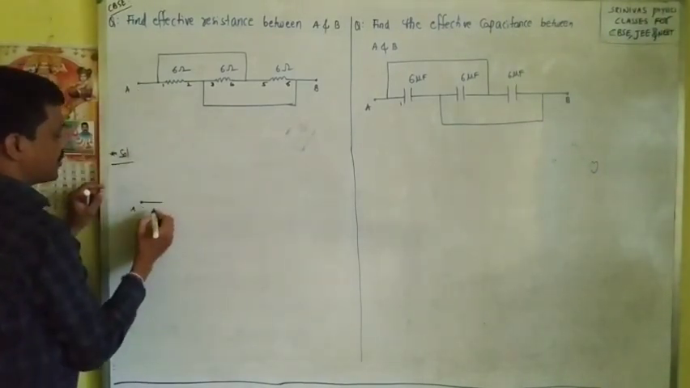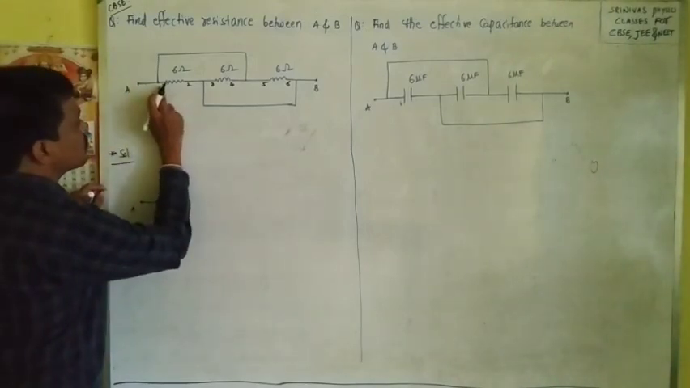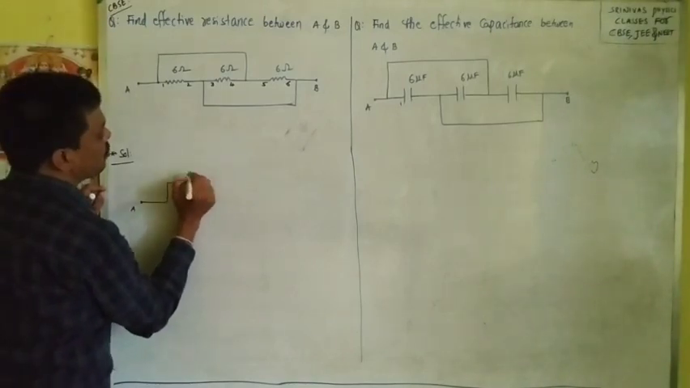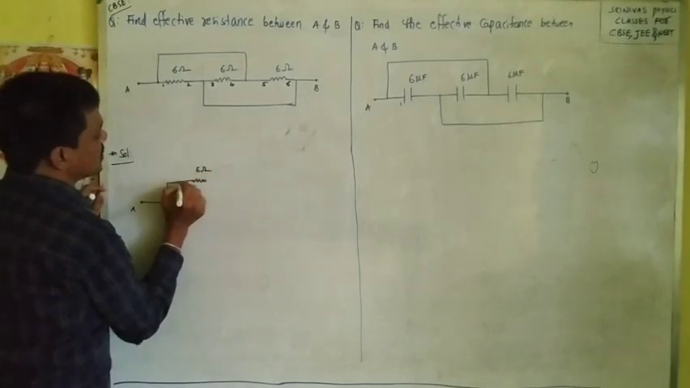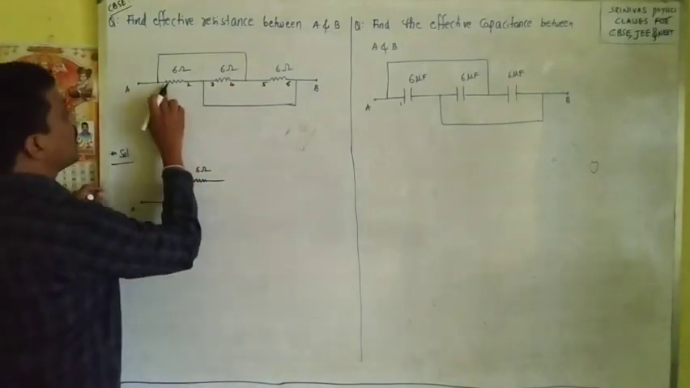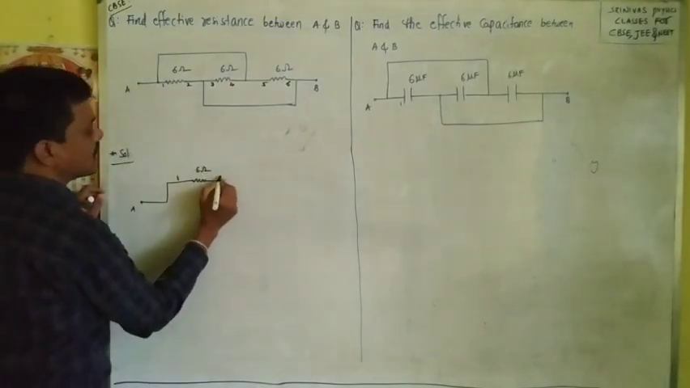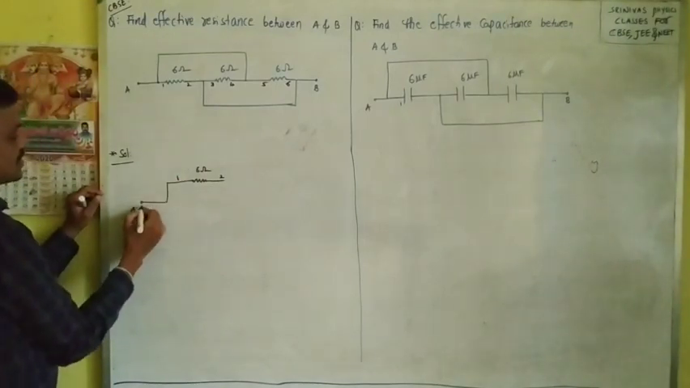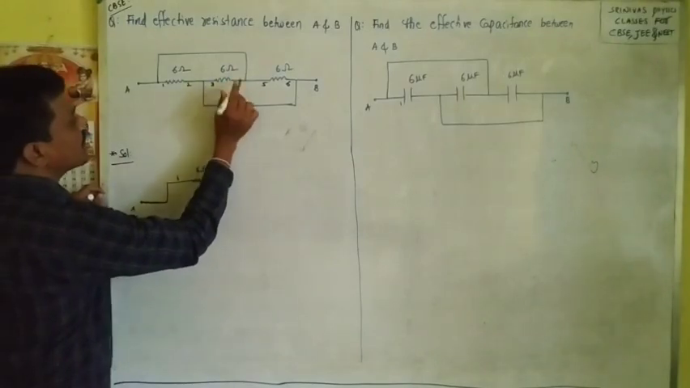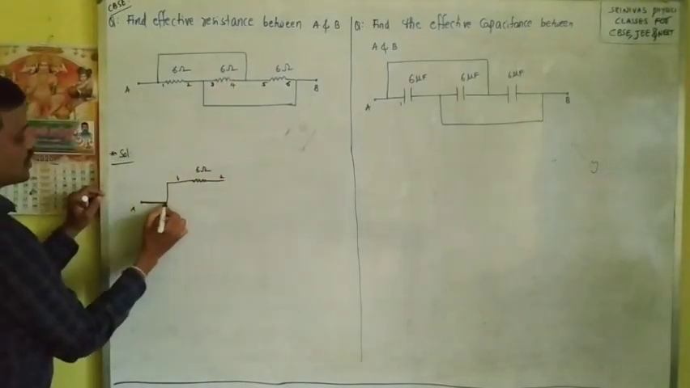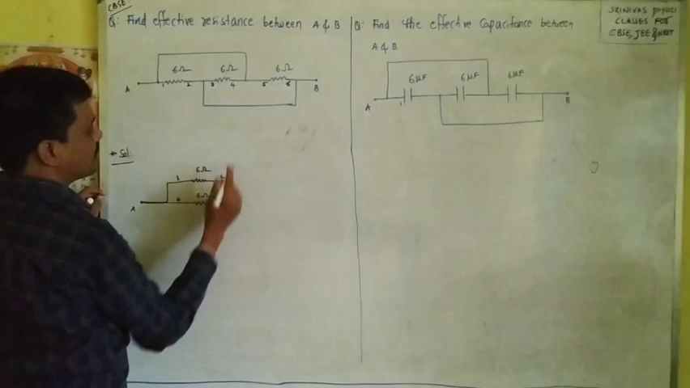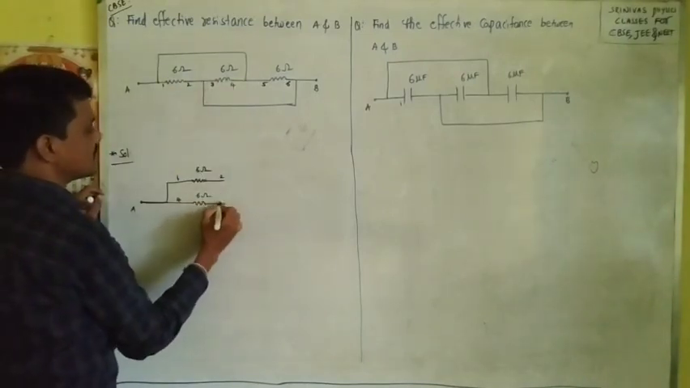I will tell it in an easy way. Start from A. A is connected to the left part of the first resistance, 6 ohm. This is connected to point 1, and the other end of the first resistance we can take as point 2. Next, A is also connected to the 6 ohm at point 4, and the other end of point 4 is point 3.